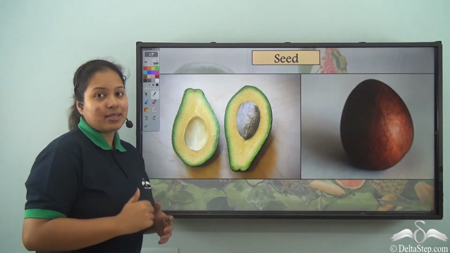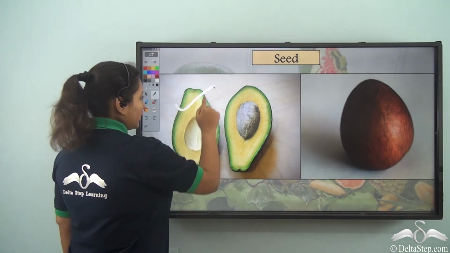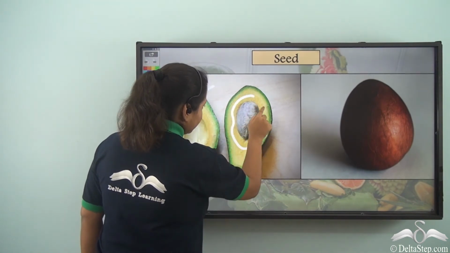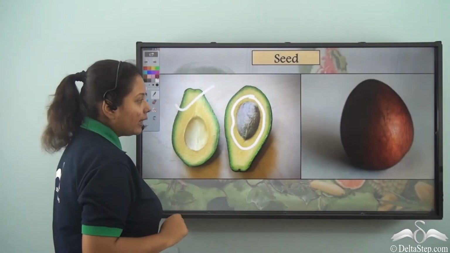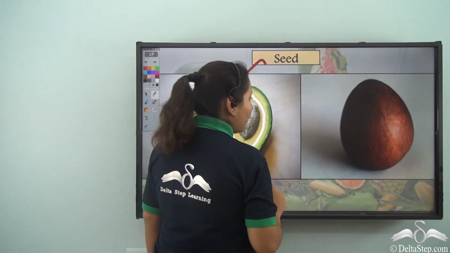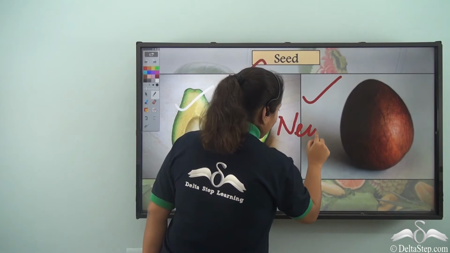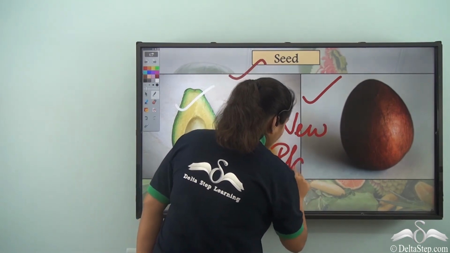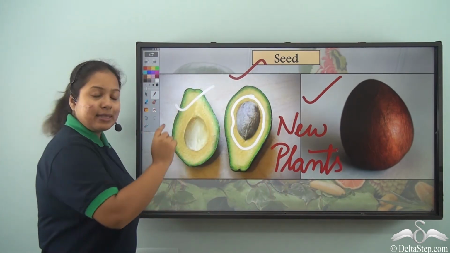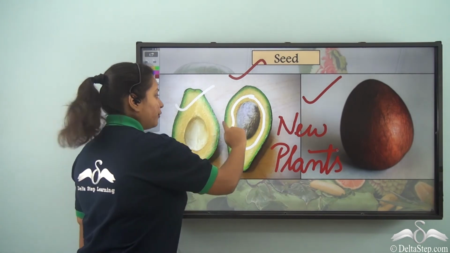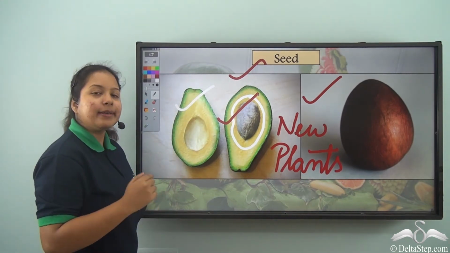And as I was telling you, the fruits contain seed. See, this is a fruit and this has a seed inside. Now, how are these seeds helpful? Well, seeds are very important because within this seed there is a new plant. So, without seeds, we can't get new plants. So, the seed which sleeps inside the fruit is very important, and seed is a subpart of the fruit.